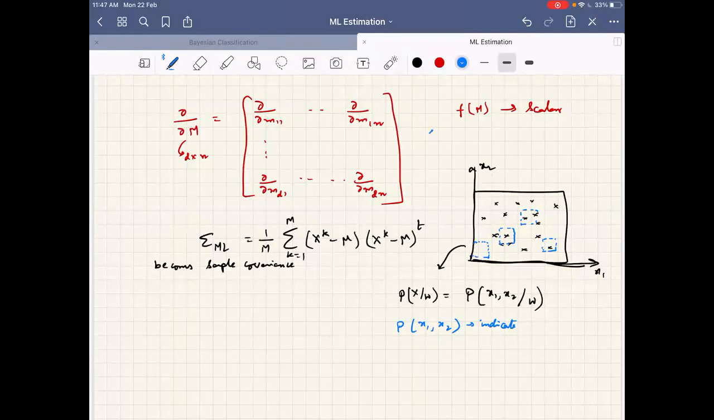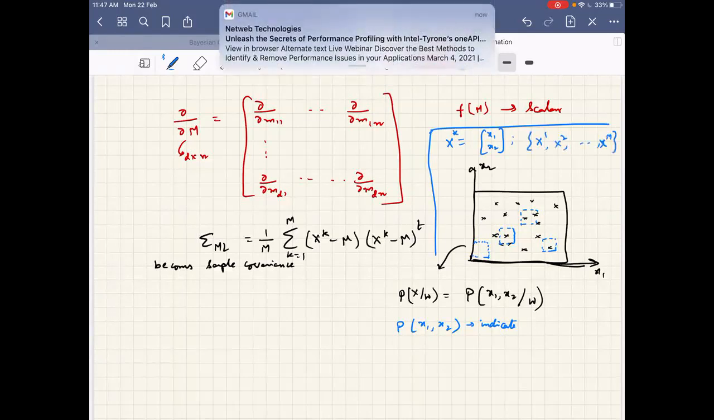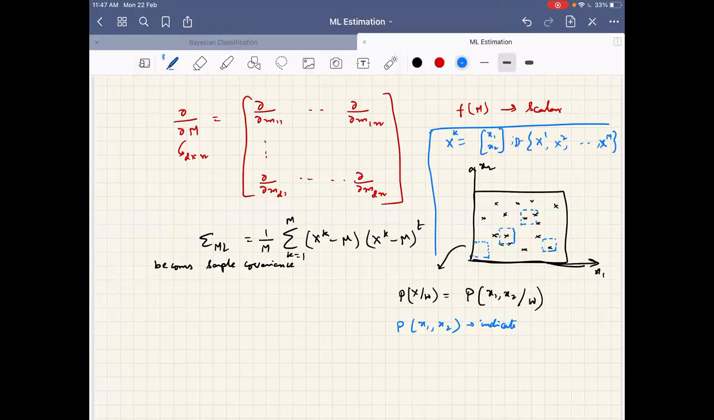Okay, so assume this is a different aspect. We have some samples. Each sample x1, x2 has 2 dimensions, xk sample. You have some samples x1, x2, and so on, m samples, and all m samples belong to the same class. These samples are given to us.